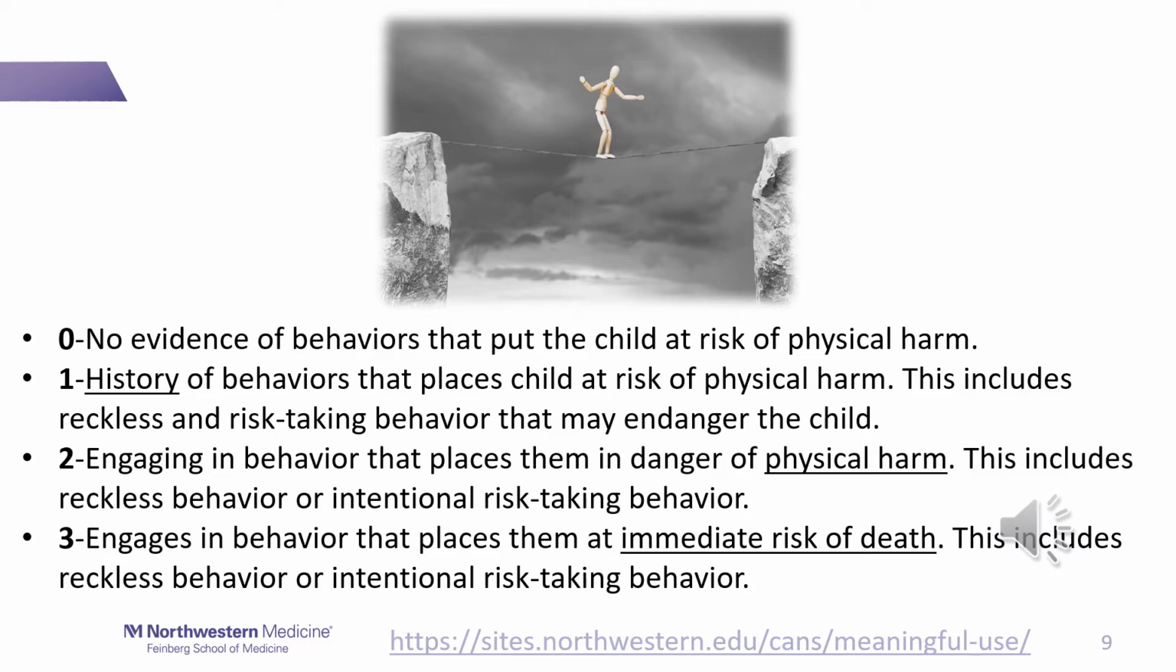Looking at the rating score for 63, other self-harm, 0, no evidence of behaviors that put the child at risk of physical harm. 1, history of behaviors that place the child at risk of physical harm. This includes reckless or risk-taking behaviors that may endanger the child. 2, engages in behavior that places them in danger of physical harm. This includes reckless behavior or intentional risk-taking behaviors. And a 3, engages in behaviors that place them at immediate risk of death. This includes reckless behaviors or intentional risk-taking behaviors.